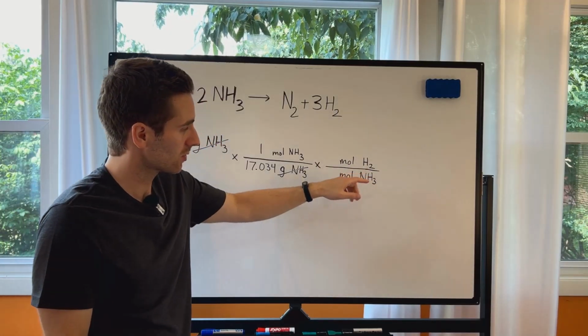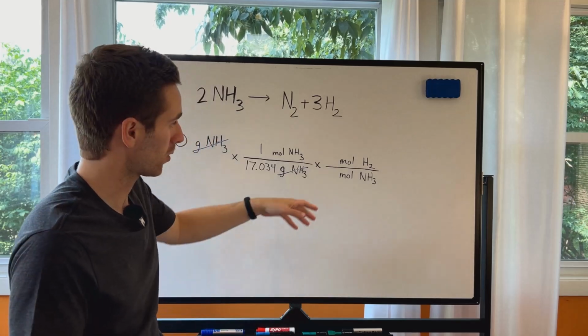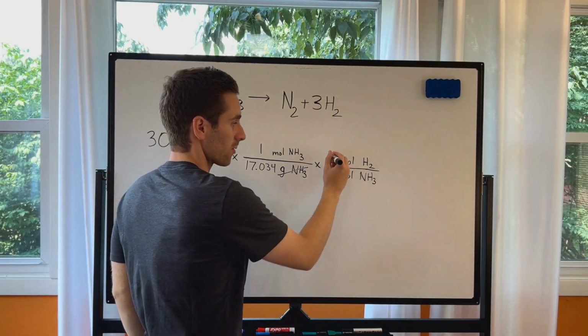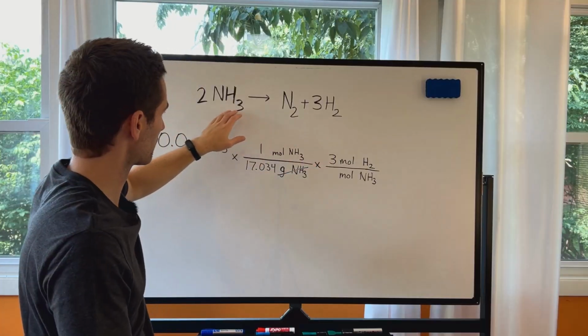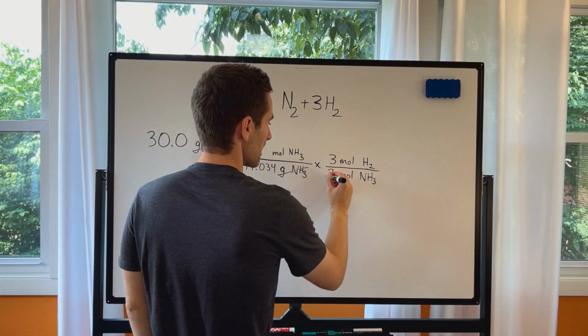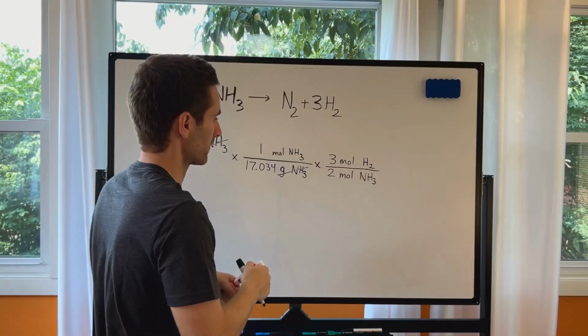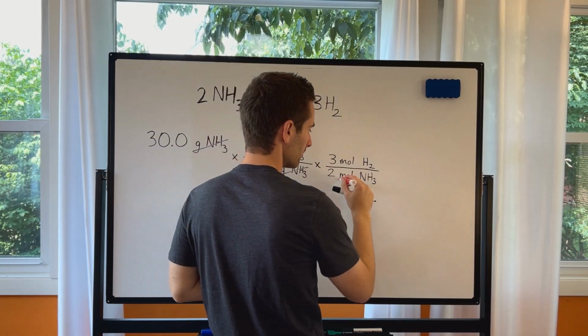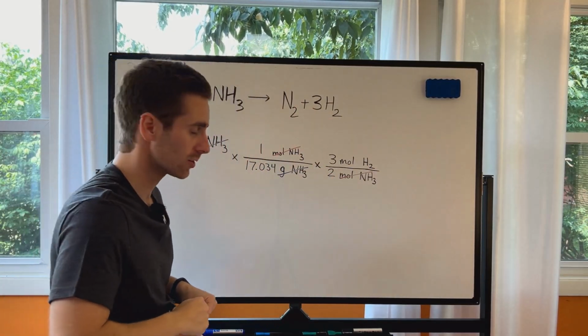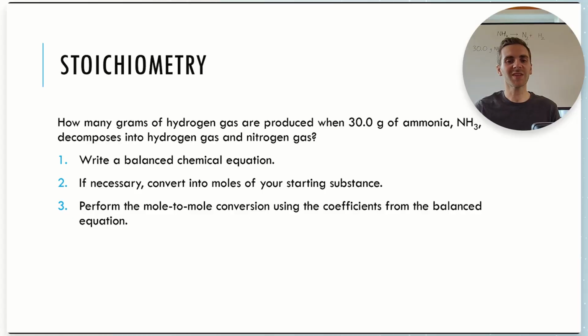And then when we do this conversion, we put just their respective coefficients from the equation. The coefficient for H2 is a 3, and the coefficient for NH3 in our balanced equation is a 2. And then the moles of NH3 cancel. We get our moles of H2. And if it just asked for moles of hydrogen gas, we would be done. But it doesn't. It asks for grams of hydrogen gas, which is very common, or as we'll see in future videos, it could ask for some other unit. And so we'll need to do a final step where we convert out of moles.